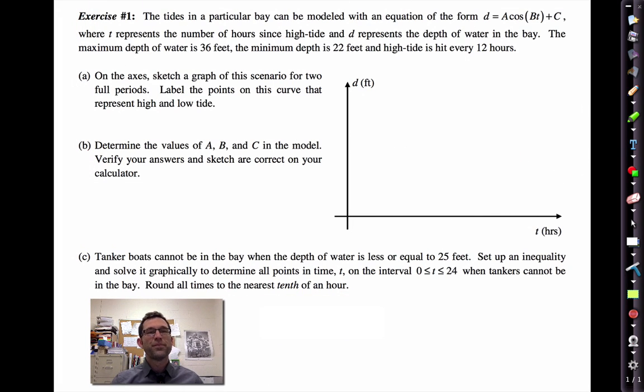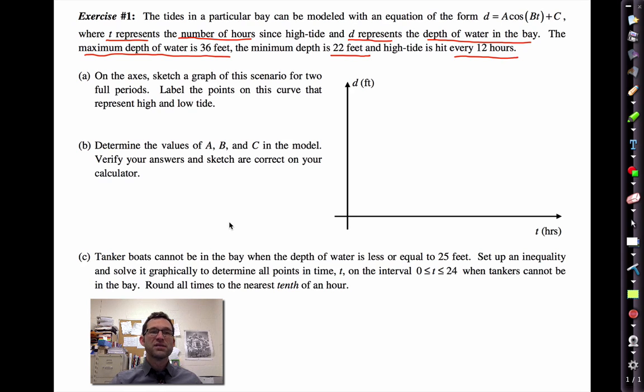All right, the first problem. The tides in a particular bay can be modeled with an equation of the form D equals A times cosine of BT plus C, where T, and this is important, T represents the number of hours since the high tide, and D represents the depth of water in the bay. The maximum depth of water, that's important, is 36 feet, and the minimum depth is 22 feet. High tide is hit every 12 hours. So we're going to hit that maximum depth every 12 hours.